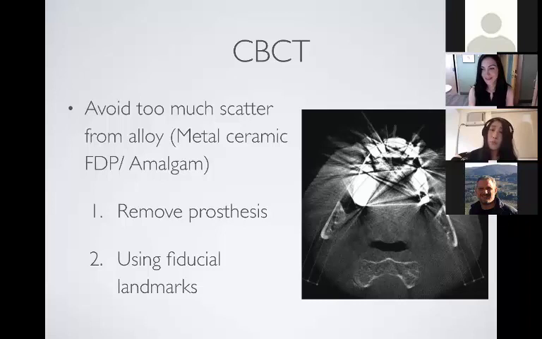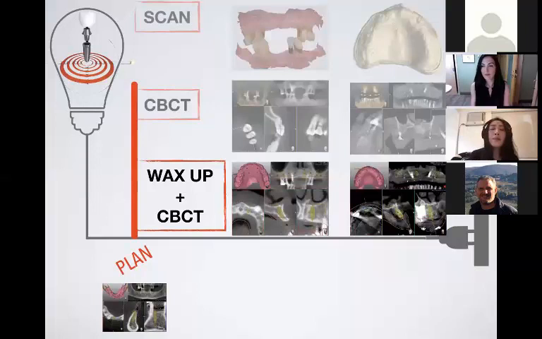You have to reduce as much as possible all those artifacts. That's number one. Or if you really cannot remove them, then you have to skip those areas for registering the information, meaning you have to add a couple of fiducial markers, landmarks. I'm going to show you in the photo what I'm talking about, which is from the last part. When you make sure the first scan is accurate, and you make sure your CT data is registering properly, then the last step, the superimposition, is crucial.